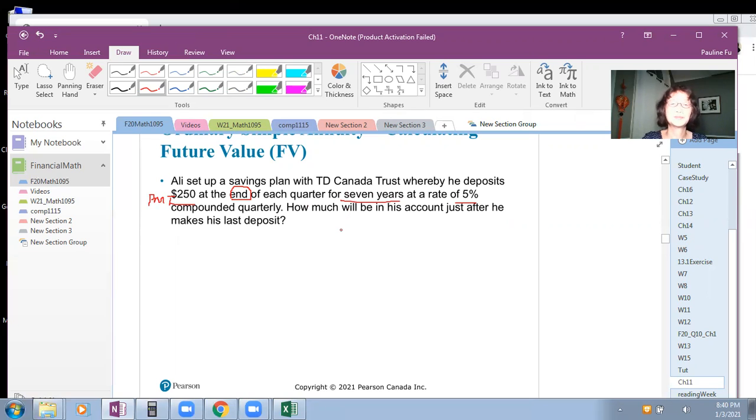Term N is equal to 7 years times 4. Why times 4? Because the payment is made quarterly, see? Okay. Each quarter, payment is made each quarter. 1 year has 4 quarters. 7 years has 28 quarters.